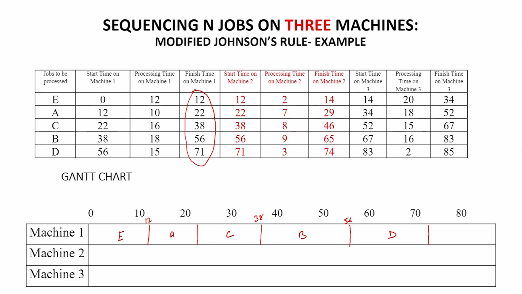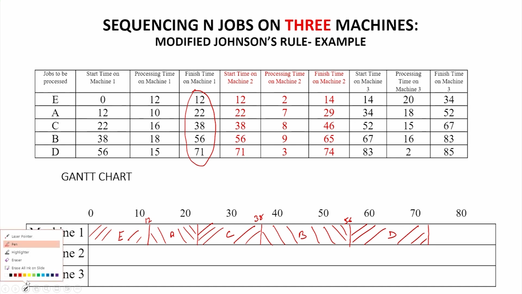We can shade it also if required, to express that this is the time required. So, this is how the 5 jobs in the sequence E, A, C, B and D are carried out on machine 1. Let us see machine 2.